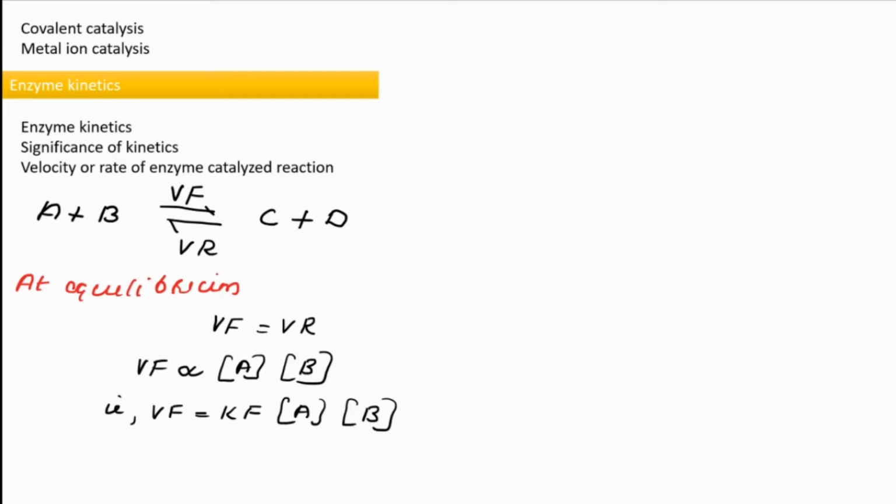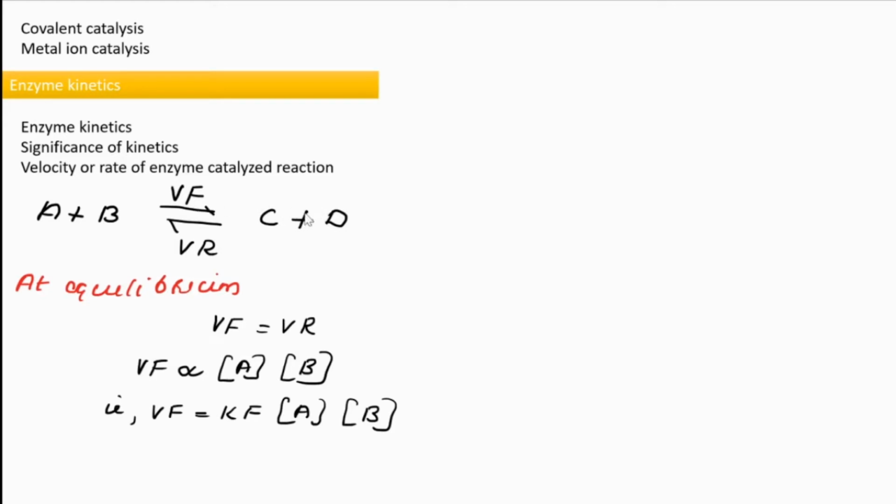So next, we need to consider the concentration of A or B, that is the reactants. If we increase its concentration, what will happen? We are increasing the concentration of A or B. These are the reactants. If we increase its concentration, what will happen? Our forward reaction rate will increase, because the availability of reactants is high there. So the forward reaction rate increases and more products will be formed.